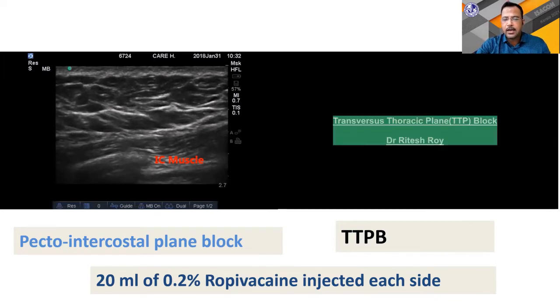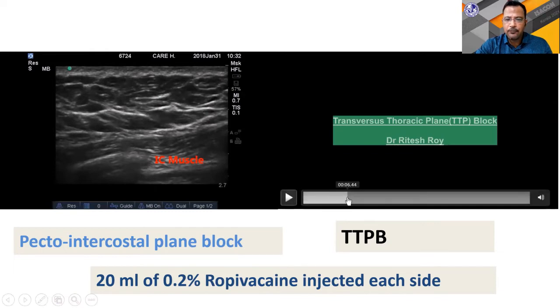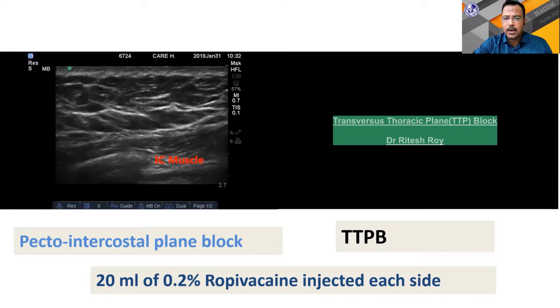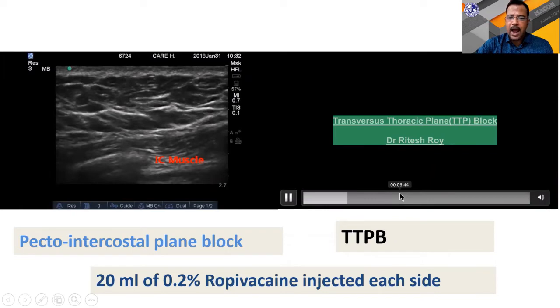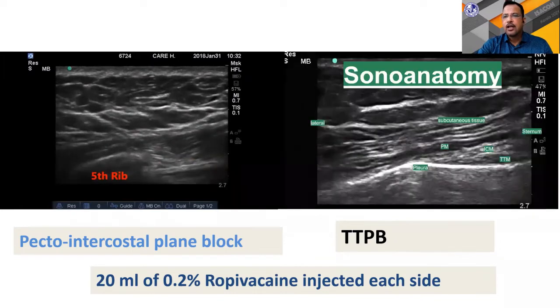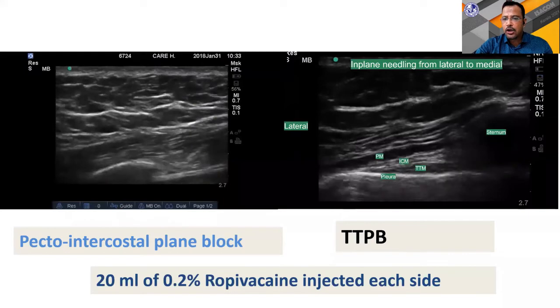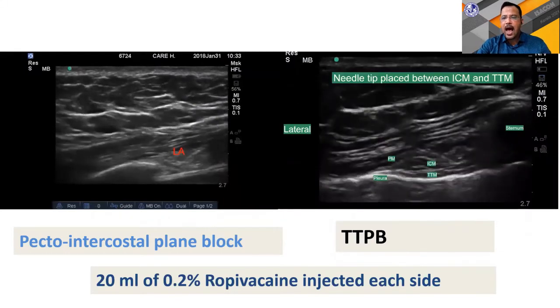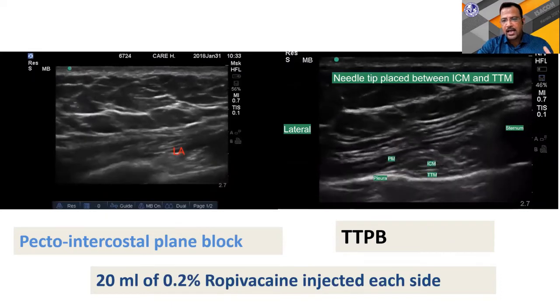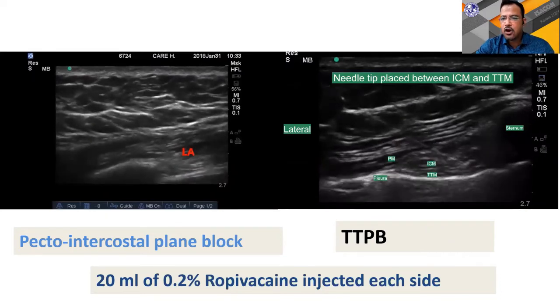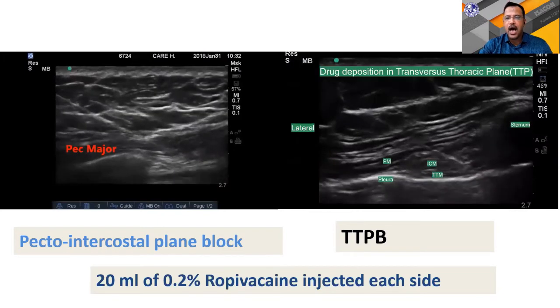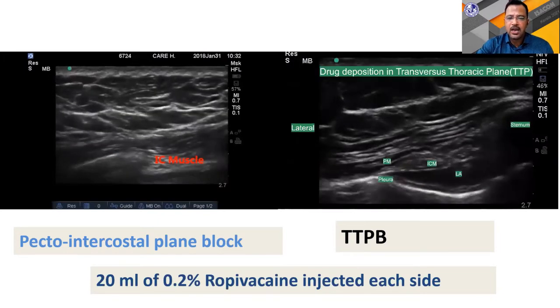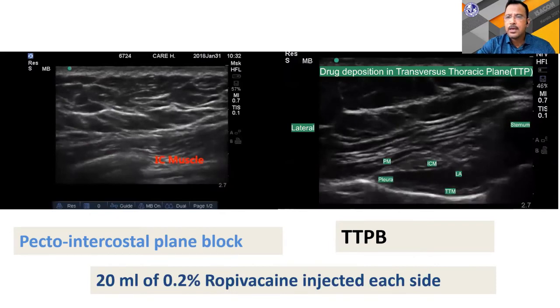I will bring my needle from lateral to medial and try to place my needle between the transverse thoracic muscle and the intercostal muscle, and I will try to unzip the plane between them. As I start injecting, the plane between the intercostal muscle and transverse thoracic muscle will unzip and open. 20 ml of 0.2% ropivacaine will be injected each side.